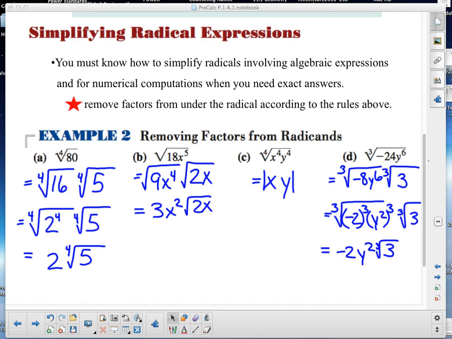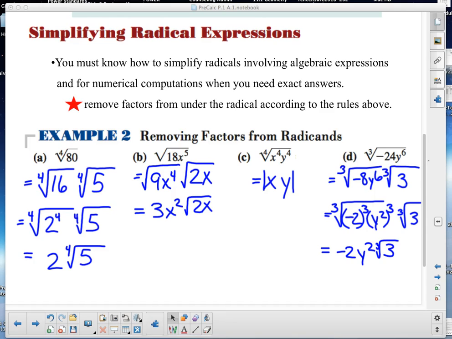Okay, welcome back. Check out your answers. You did A, the 4th root of 80. Now I broke that down as 16 times 5. 16 has a 4th root of 2, so it becomes 2 times the quantity, the 4th root of 5.